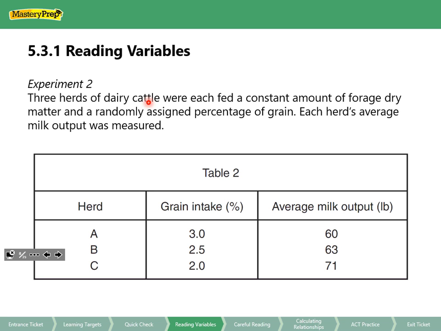Experiment 2. Move the laser. 3 herds of dairy cattle were each fed a constant amount of forage dry matter and a randomly assigned percentage of grain. Each herd's average milk output was measured. So what can we say about the relationship for this here?